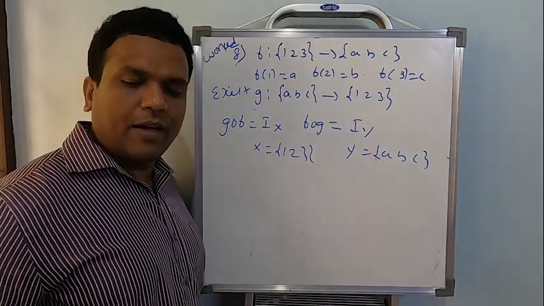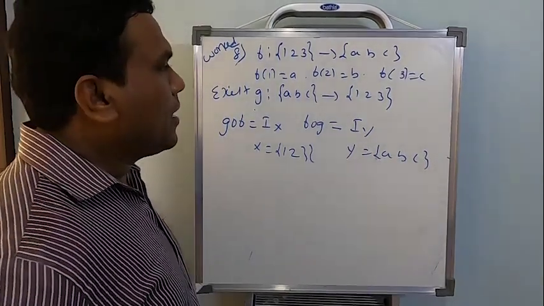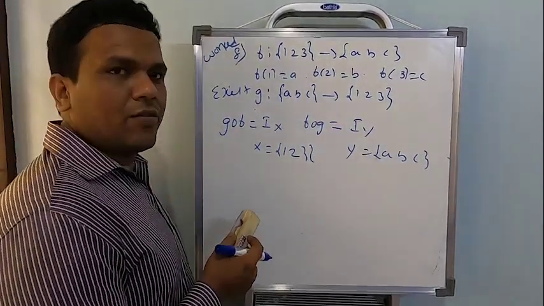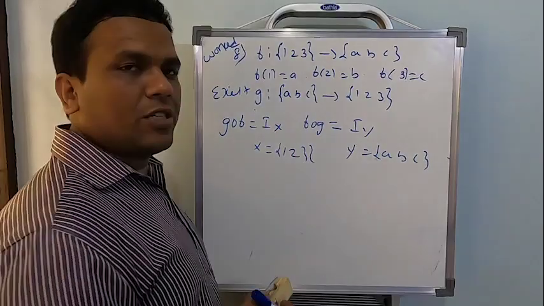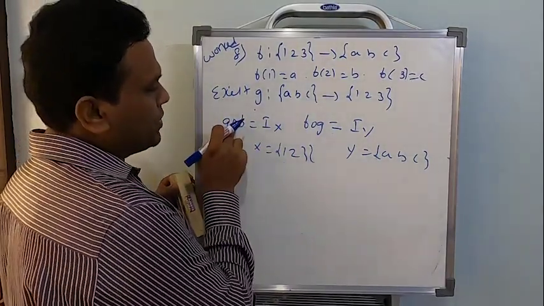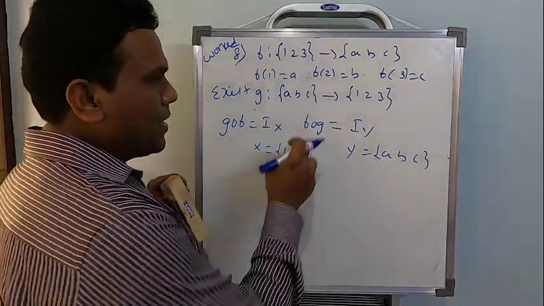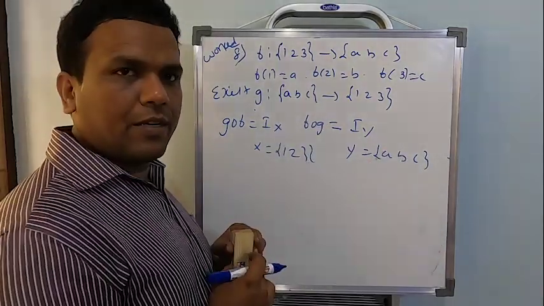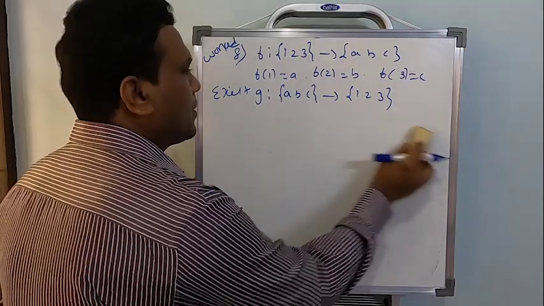Not at all difficult. Okay. What is it that I need to find? I need to find the composition g of f, and then the composition f of g. When I find g of f, I have to show g of f is equal to {1, 2, 3} and f of g is equal to {a, b, c}. This is what I should find.